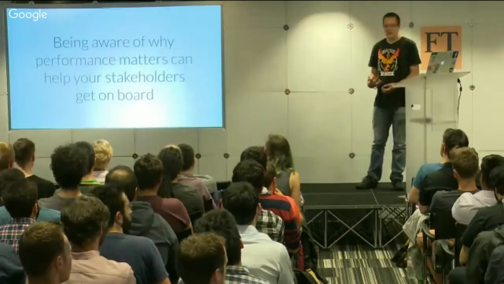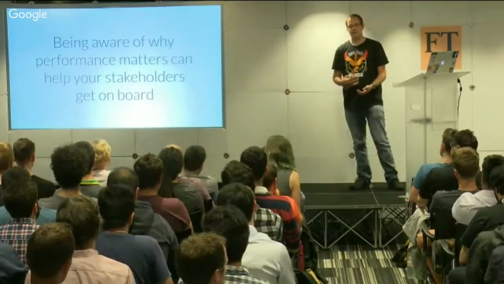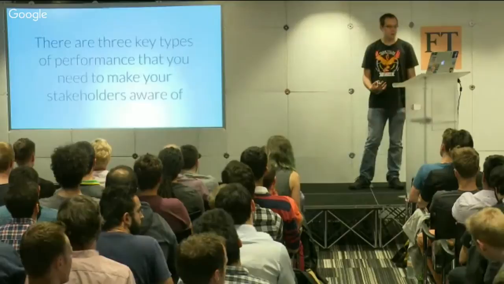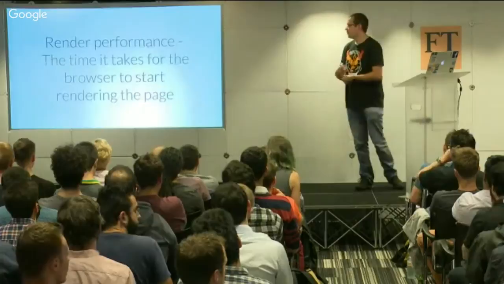But being aware of why performance matters can help your stakeholders get on board. And to do that, they need to understand what performance is. So there are three key types of performance you need to make your stakeholders aware of. So this is render time performance. This is the time it takes for your page to go from that white screen to starting to render.